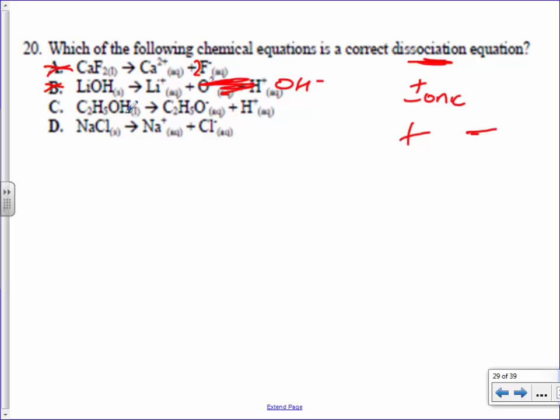C is also out because it's not ionic. Yes, there's a negative and a positive, but this thing right here is not a polyatomic that we would recognize. This involves all nonmetals. So this guy's covalent, so that one's out. So D is the only one that actually seems to fit. A lot of them are kind of close, but for one reason or another, there's something wrong with A, B, and C.